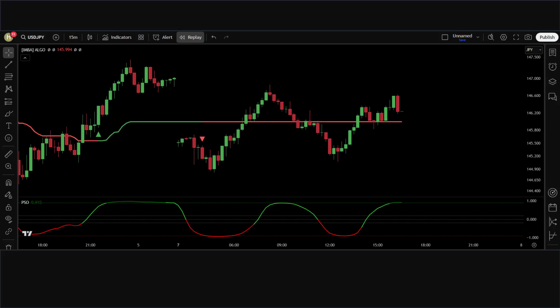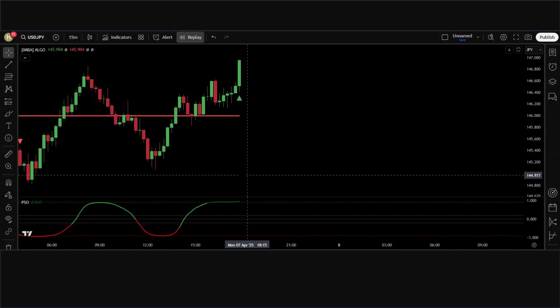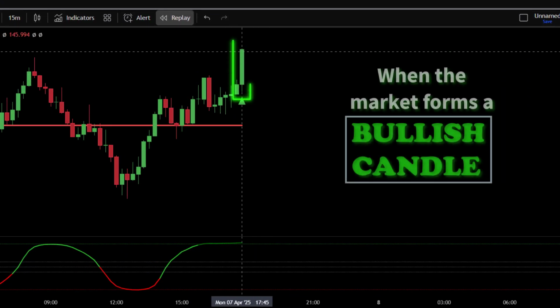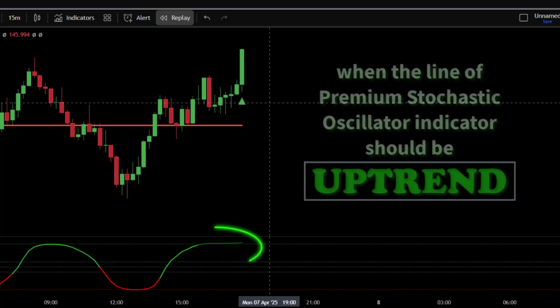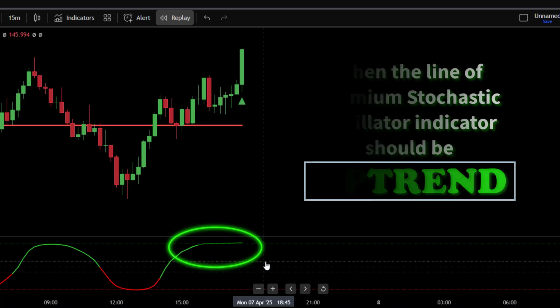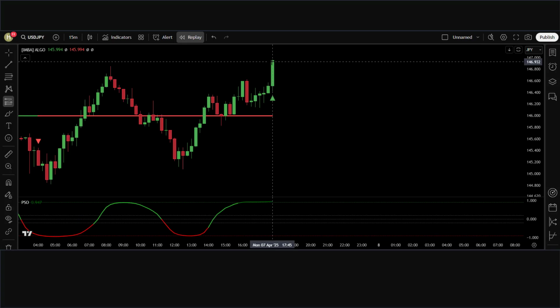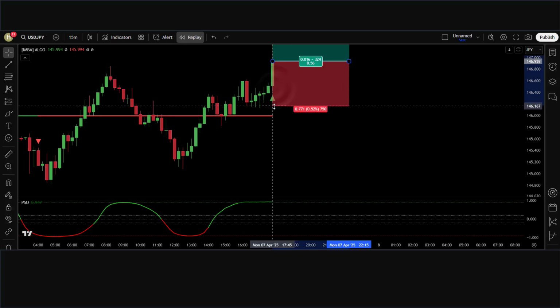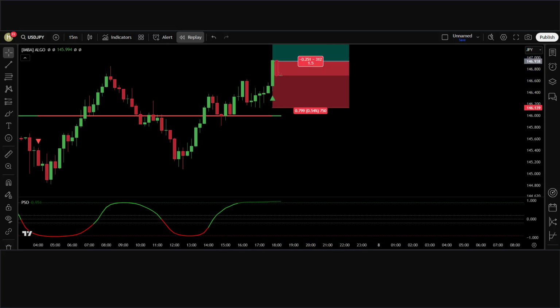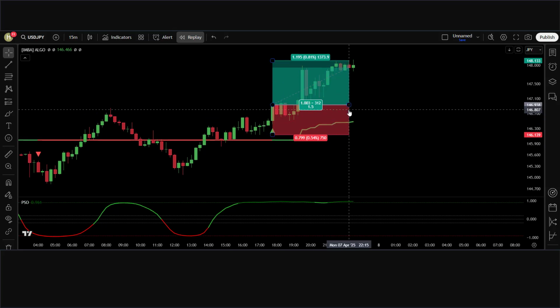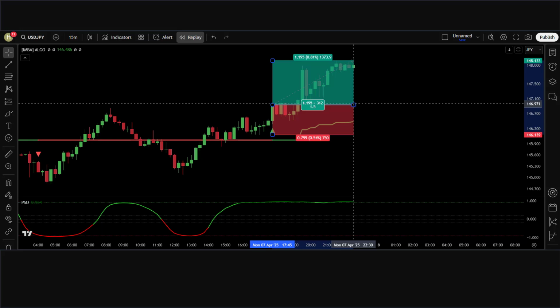Now, let's understand the concept where we will take buy and sell trades based on certain conditions. When the Lance Algo indicator has given us a buy signal, when the market has formed a bullish candle, and when the line of the Premium Stochastic Oscillator indicator is in an uptrend, if these conditions are fulfilled, then we will place a buy order. Our stop loss will be placed at the current market's lower level, and the risk to reward ratio will be 1:1.5. The market has completely hit the target.